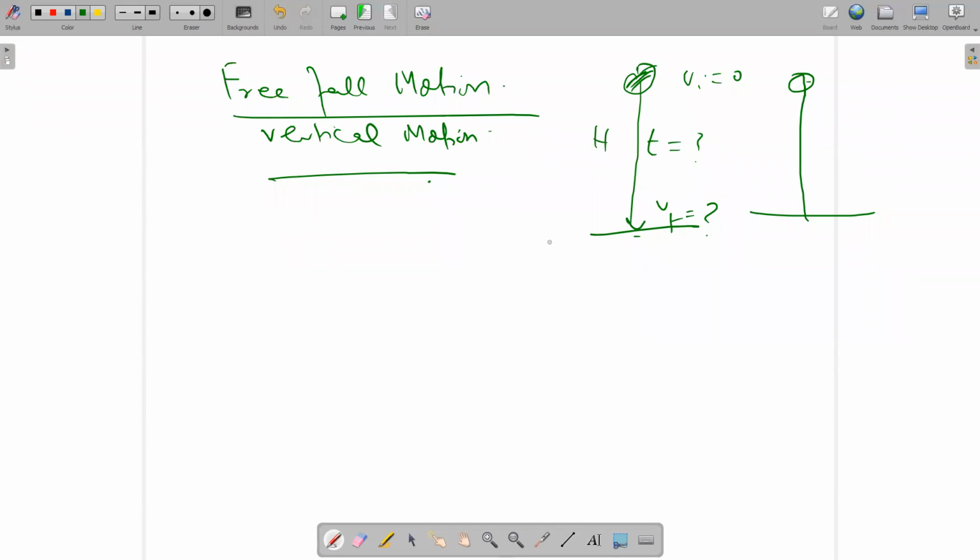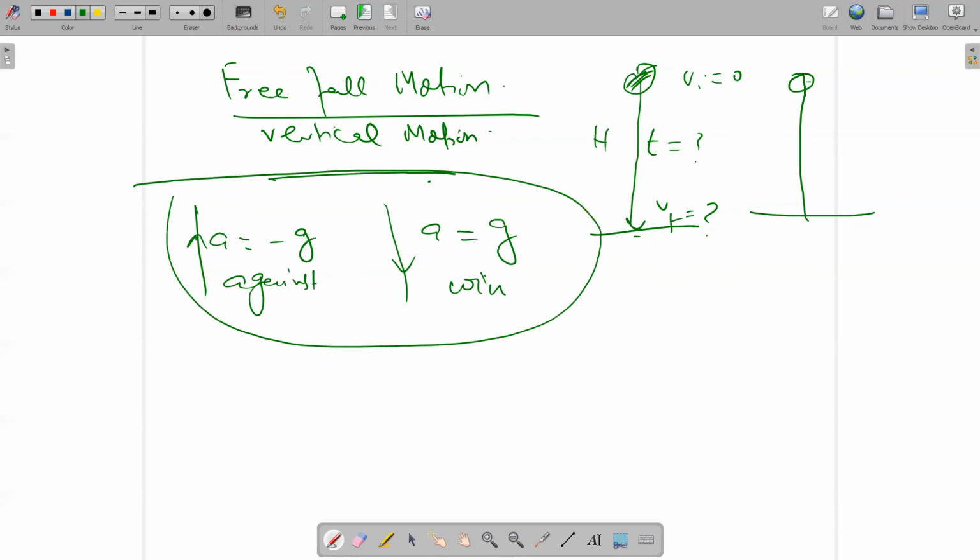All these things are very important. But before this, you know the concept. If the body is moving up, you normally take minus g. If the body is moving down, you normally take plus g, because this is against gravity, and this is with gravity. So that's why you are using this notation.